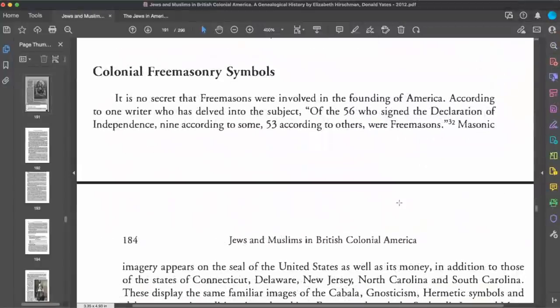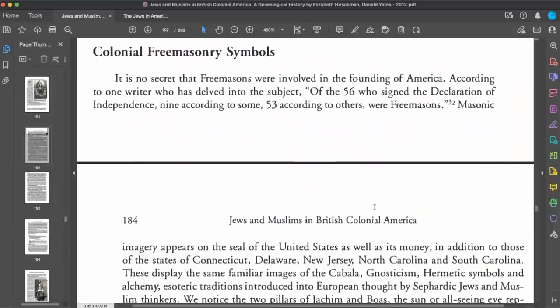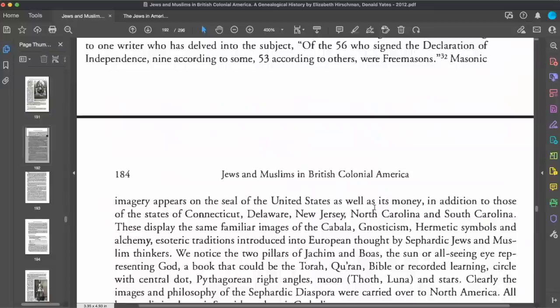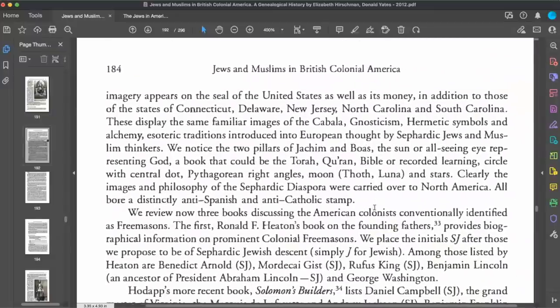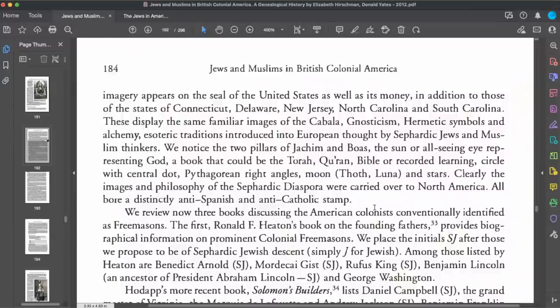All right, we continue. In the book, it says here, Colonial Freemasonry Symbols. It is no secret that Freemasons were involved in the founding of America. According to one writer who has delved into the subject, of the 56 who signed the Declaration of Independence, 9, according to some, 53, according to others, were Freemasons. Okay? This is deep history right here, if you didn't know. Masonic imagery appears on the seal of the United States, as well as its money, in addition to those of the states of Connecticut, Delaware, New Jersey, North Carolina, and South Carolina.